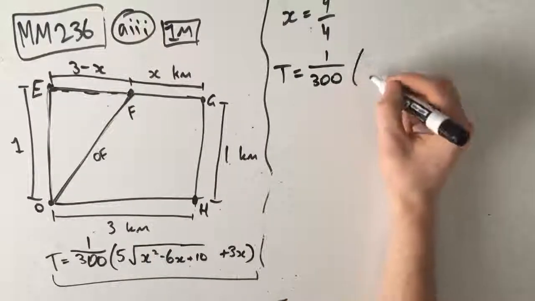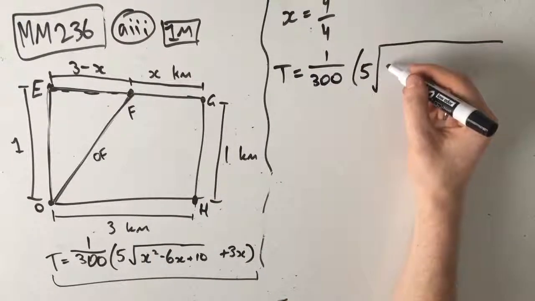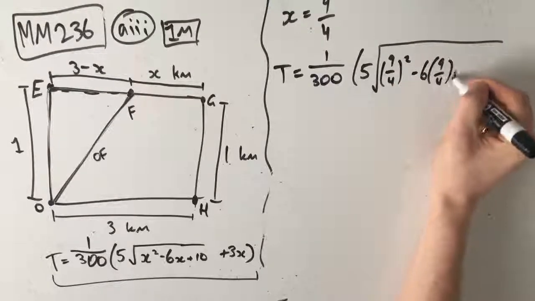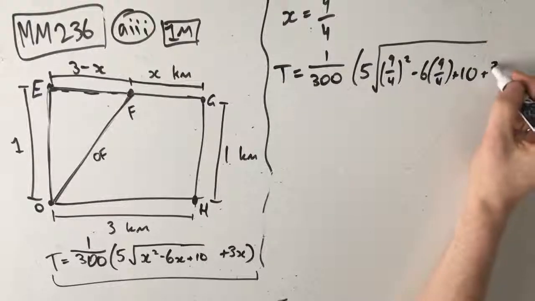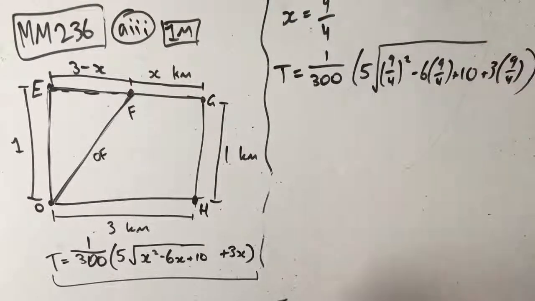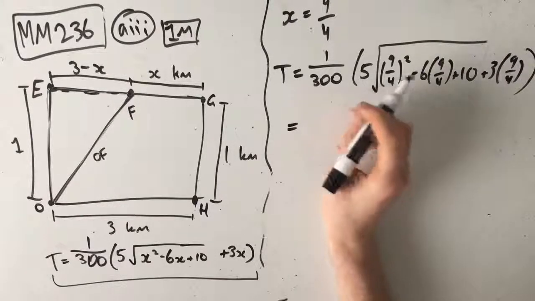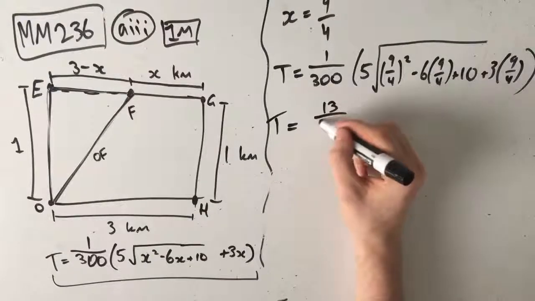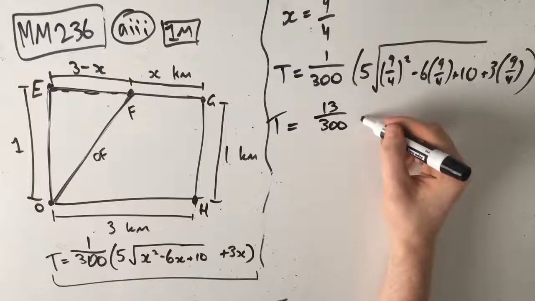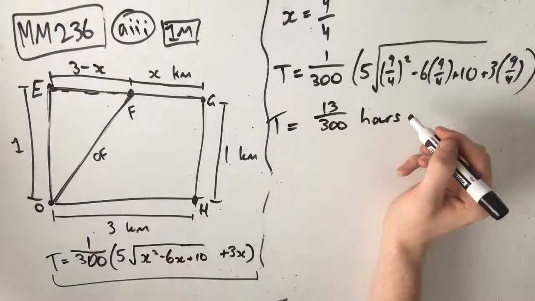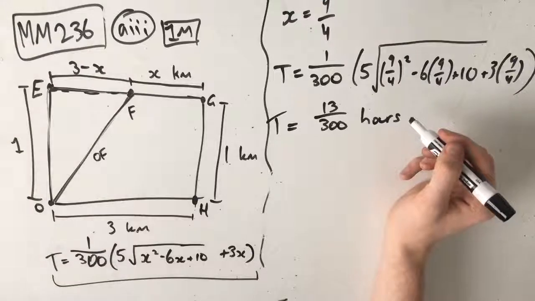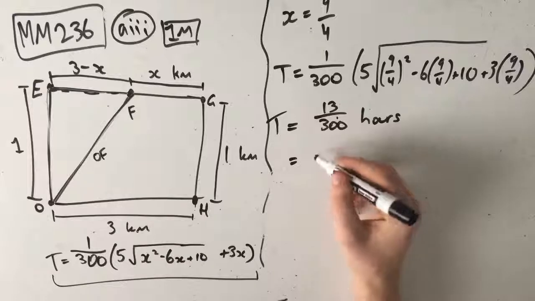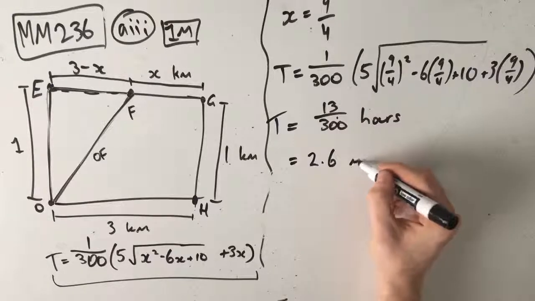1 on 300, 9 on 4 squared, take 6 times 9 on 4 plus 10 plus 3 times 9 on 4. Awesome. We're going to sub this into our calculator because we have that and it's only a 1 mark question, so you don't need to do this by hand, which means that T is equal to 13 over 300 hours. And we need to give our answer correct to the nearest second, which means that we need to do this multiplied by 60 to get our minutes, which means that we get 2.6 minutes.